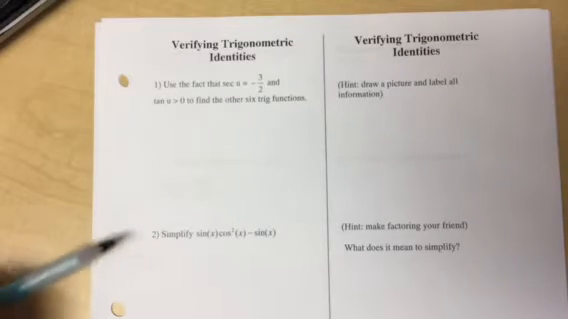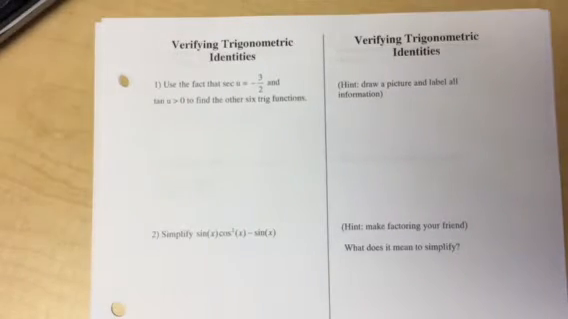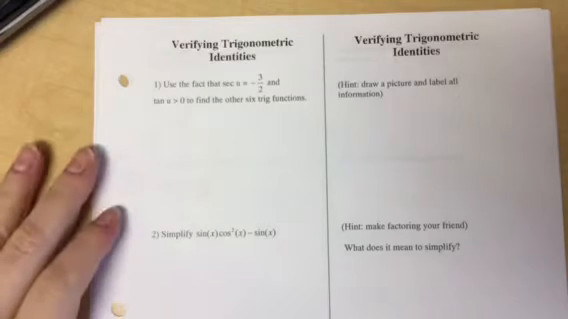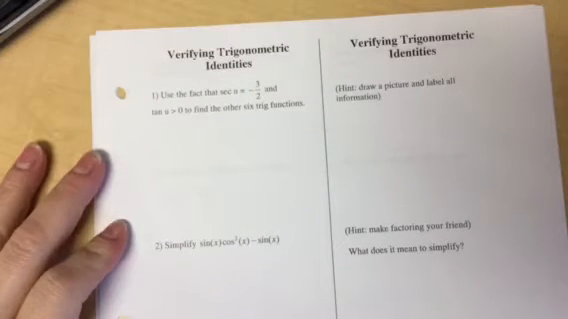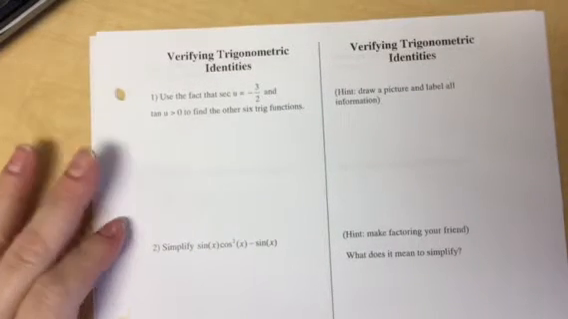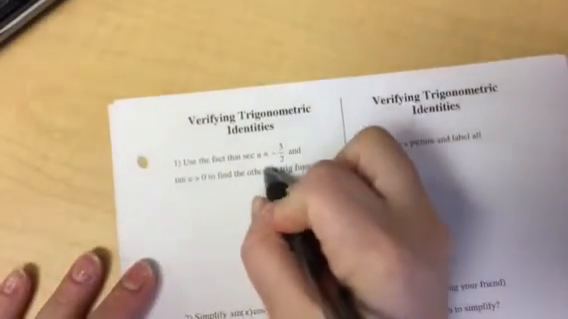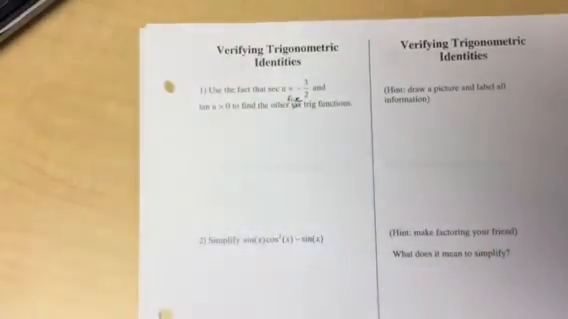So this video is to help you complete pages 2 through 5, and you may have done some of it in class, but we're going to do it all over again so that you make sure you understand this. So number 1 says, use the fact that secant of u equals -3 over 2 and tangent of u is greater than 0 to find the other 5 trig functions, because you know the value of one of them.